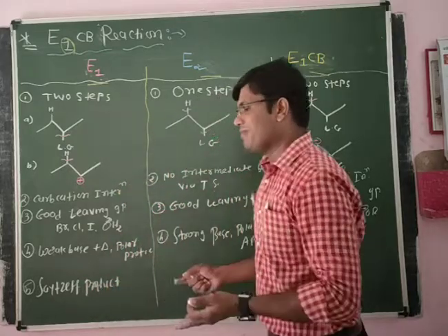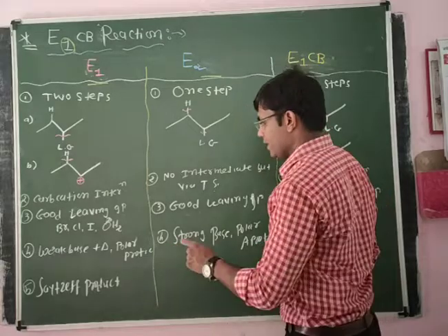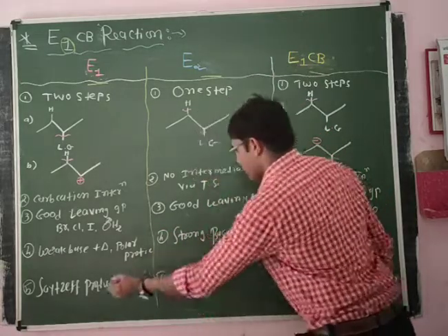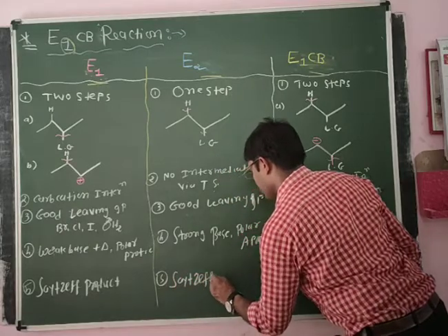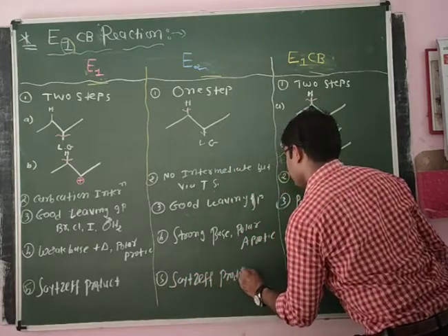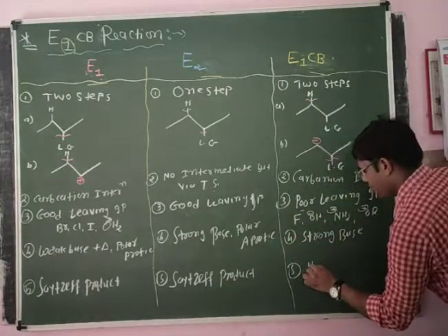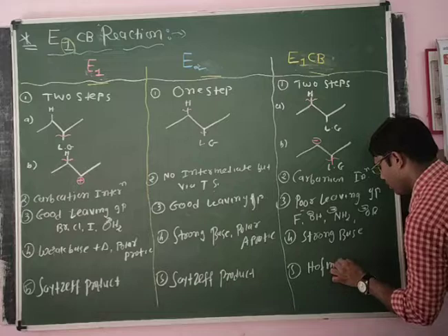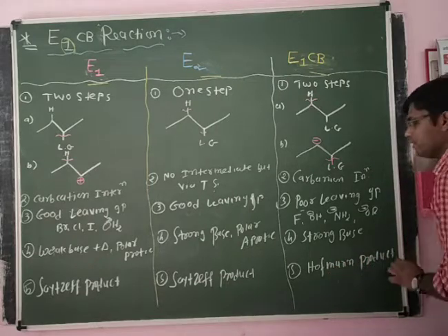Because a very stable carbocation is formed, due to the stability of the carbocation we get the Saytzeff product. Here we also get the Saytzeff product, and here we get the Hofmann product. So remember these things very well.